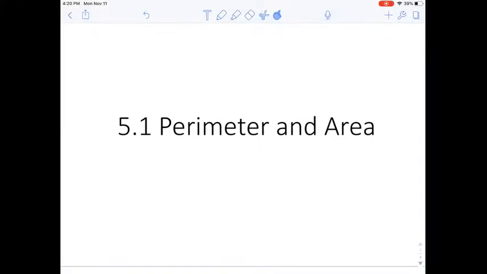You are watching the 5.1 lesson on a device right now because this lesson should be a review. So in 5.1, we're learning about finding the perimeter and the area of both rectangles and triangles. This lesson will build into the rest of chapter 5, but just so we can review together before we jump into chapter 5, we're going to do this lesson digitally.